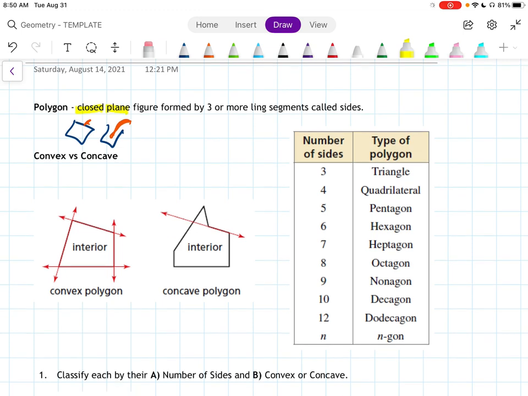On the right here, we have a little table, number of sides, and then the type of polygon. These are good words to know. We have a triangle, a quadrilateral with four sides, a pentagon is five, a hexagon is six, heptagon is seven, octagon is eight, right? Eight, stop sign, octagon. Decagon is 10, a dodecagon is 12 sides, and then for anything else that's not on this list, we call it an n-gon. Like a 13-sided figure would be a 13-gon.